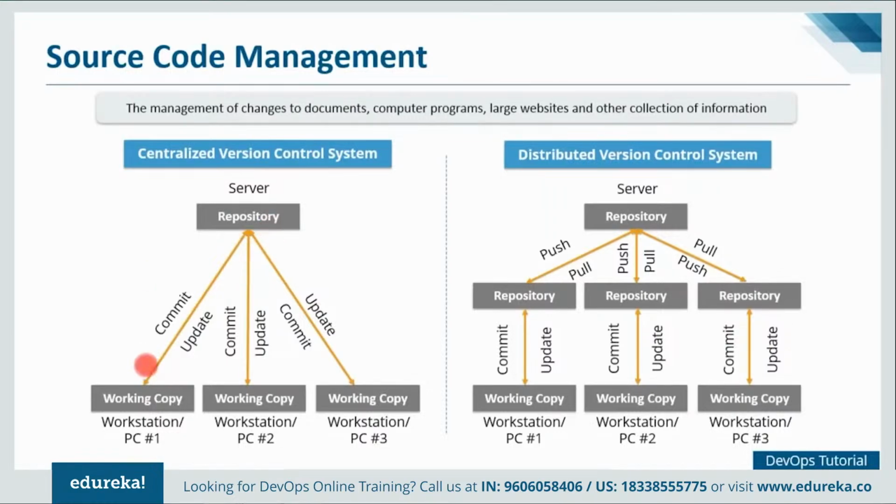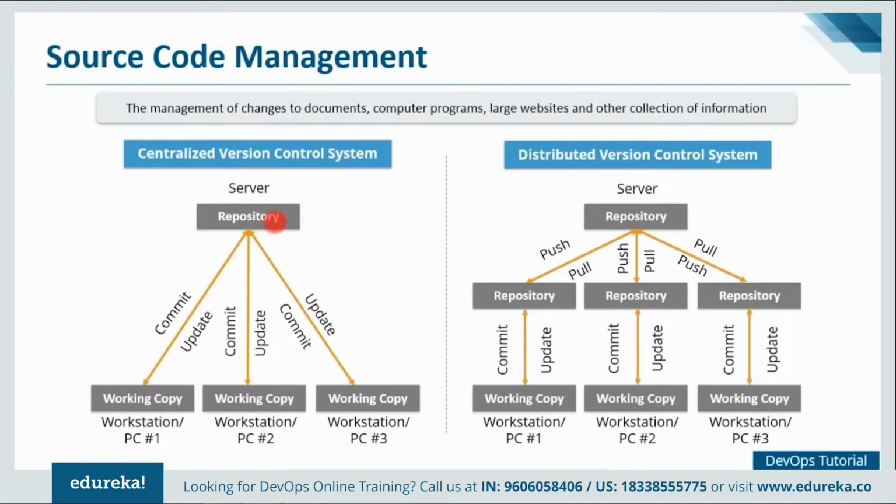So this is what happens here, guys. Every developer has a working copy, the working directory. The moment they want to make any change in the source code, they can go ahead and make a commit in the shared repository, right? And they can even update their working copy by pulling the code that is there in the repository as well.